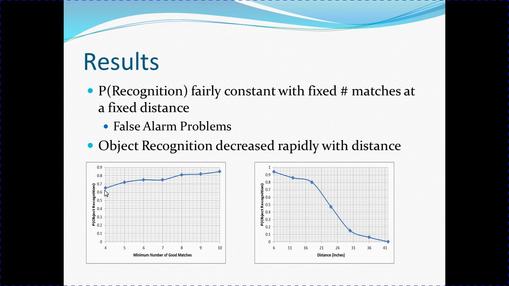The probability of correct detection was tested by placing the test object, the book, 18 inches away from the camera and allowing the algorithm to run while varying the number of good matches. I also tested the probability of recognition as a function of distance by moving the unrotated book 6 inches away from the camera at a time. And as we can see, object recognition decreases pretty rapidly with distance.